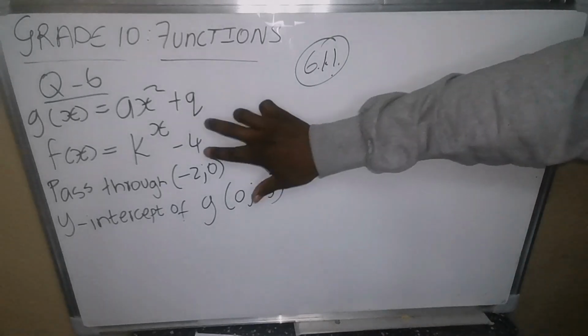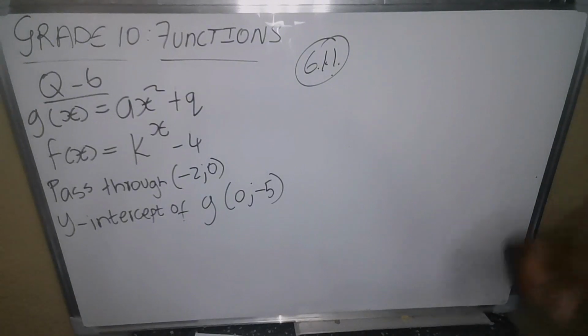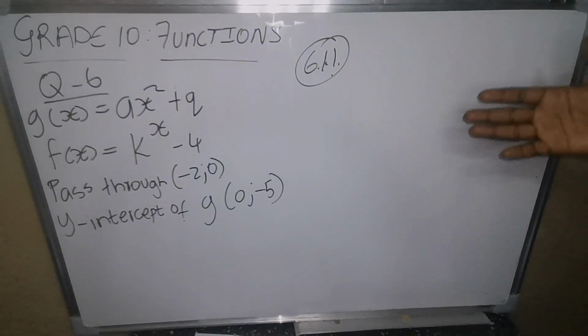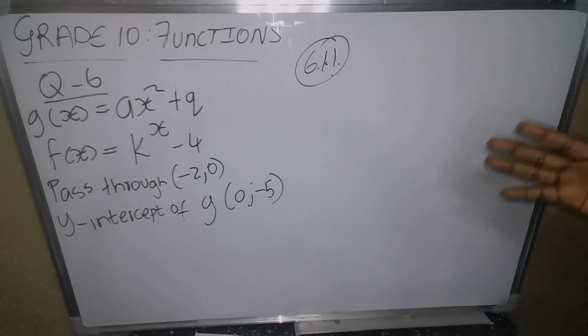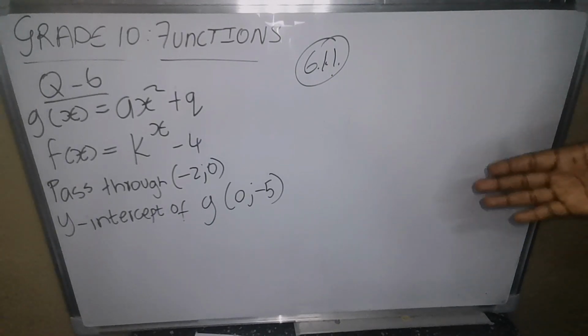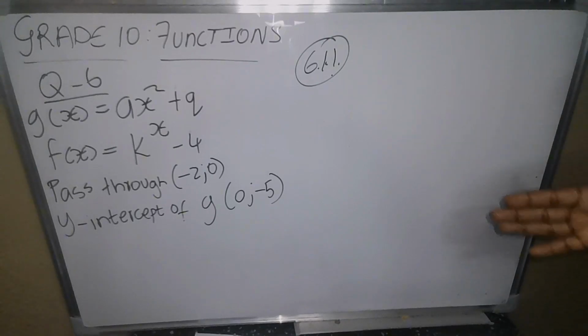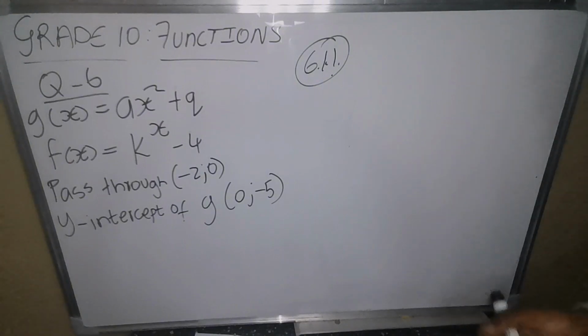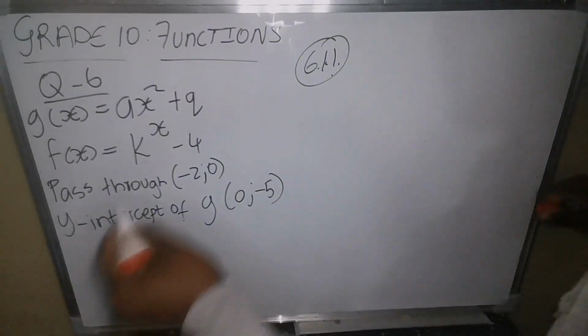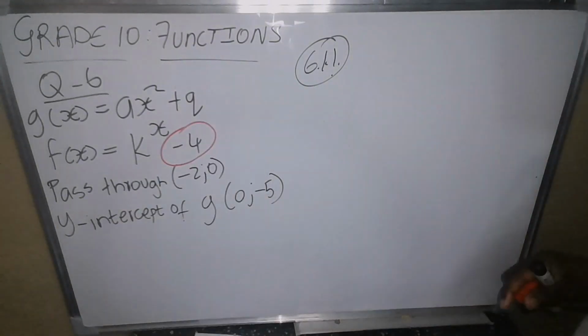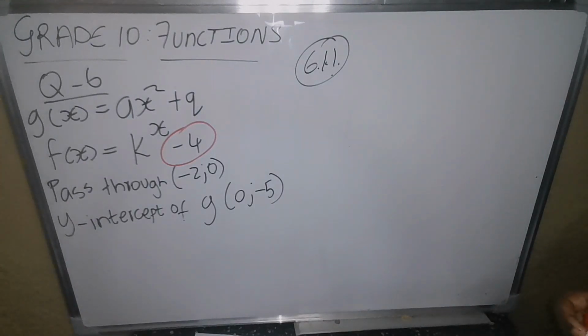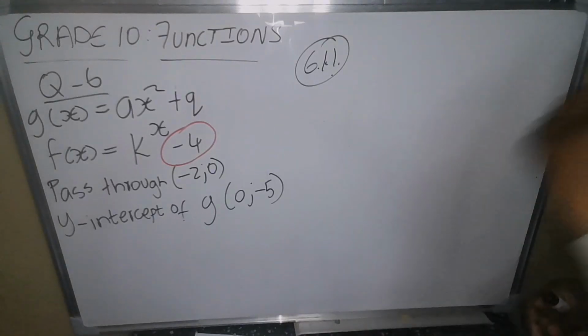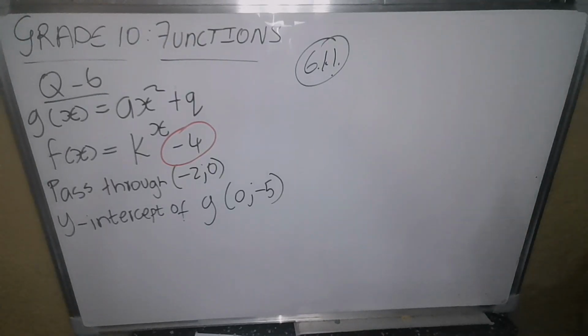Then the graph of f(x), if it has a base with an exponent, in most cases that graph is an exponential graph. An exponential graph has only one asymptote, and the asymptote is determined by this last value. That's our asymptote, the only asymptote this graph has, which is negative 4 in this case.